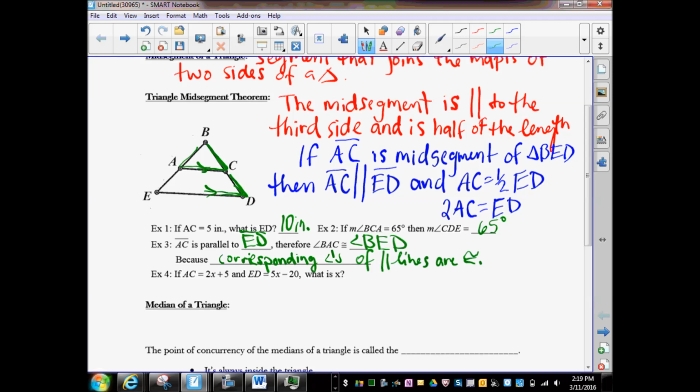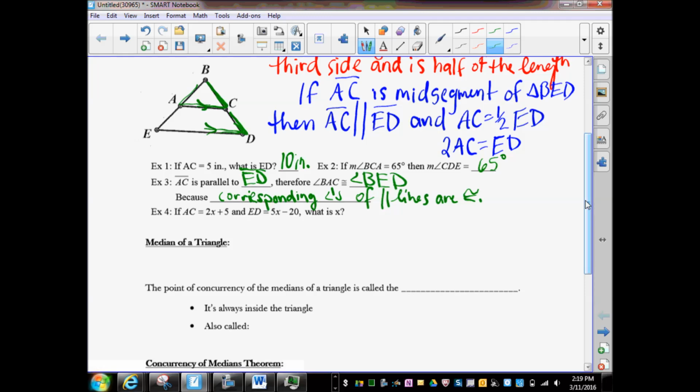Alright, so then if AC equals 2x plus 5, and ED equals 5x minus 20, the question is, what is x? Well, remember AC equals half of the long side ED. So AC equals 2x plus 5, and 1/2 ED is 5x minus 20. Or you could have done it the other way, where you had 2AC equals ED. Thus you would have had 2 times 2x plus 5 equals 5x minus 20. Notice that would have been my next step, multiplying both sides by 2. So you can start off either way.